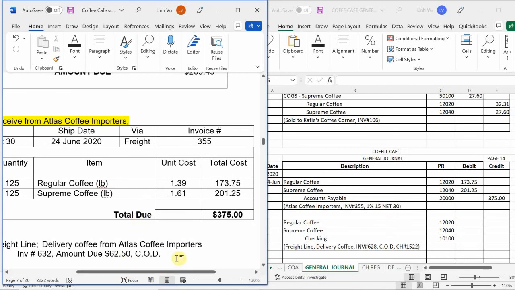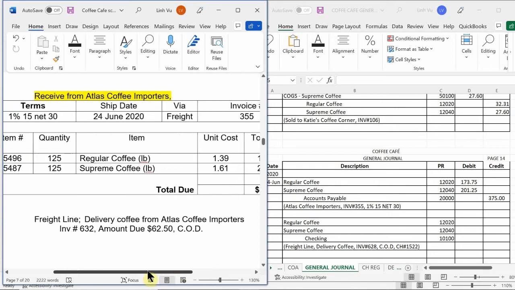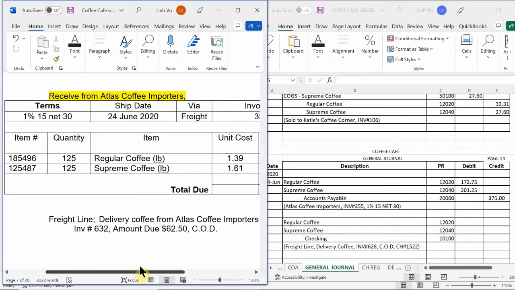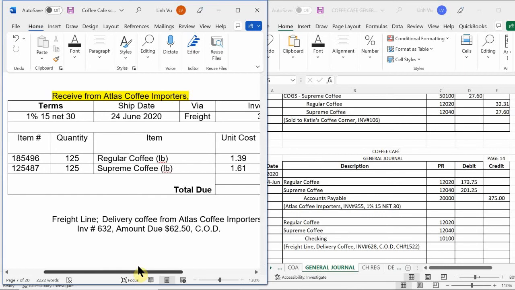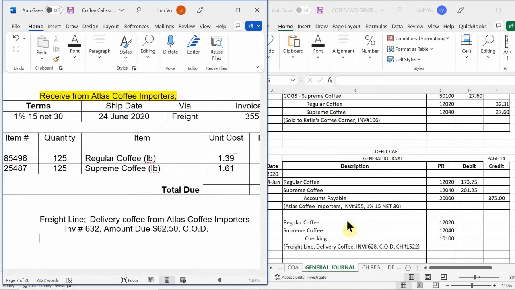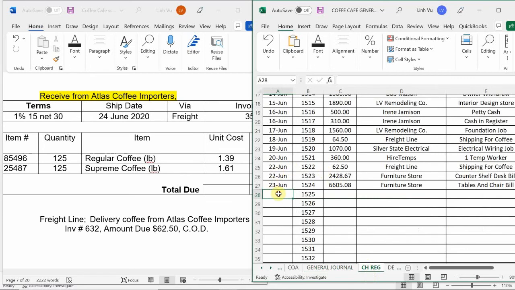So what happened here? We received the coffee, so they charged us COD for how much? 62.50. Okay. For invoice number 632. So we need to go to checking. We need to cut a check.